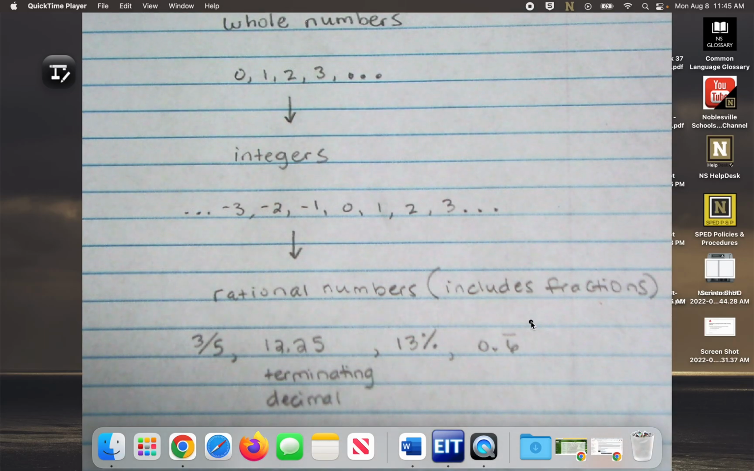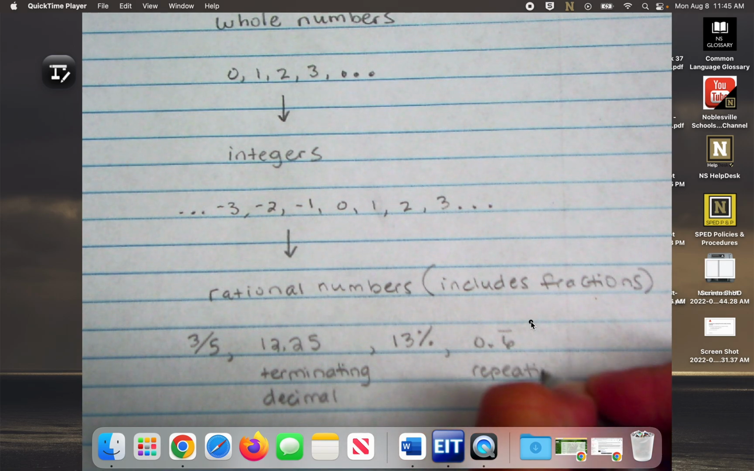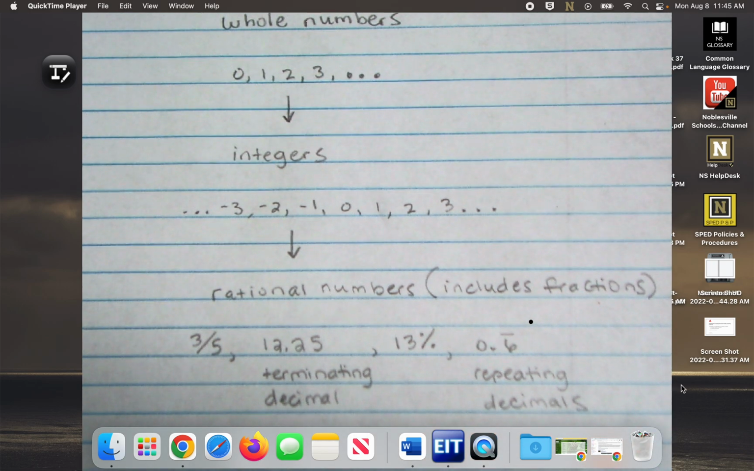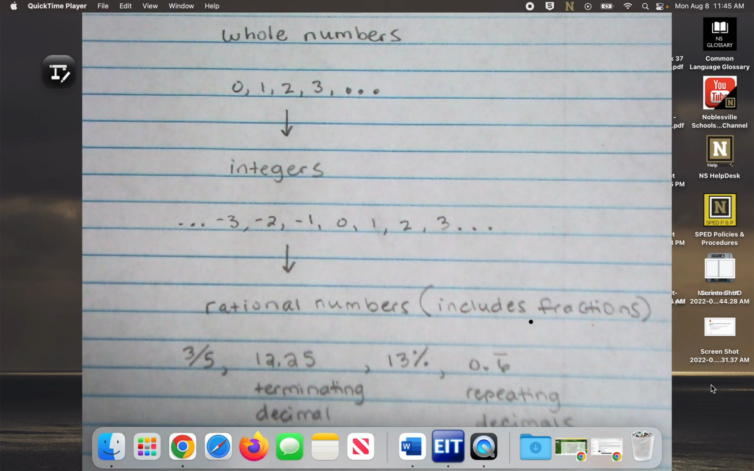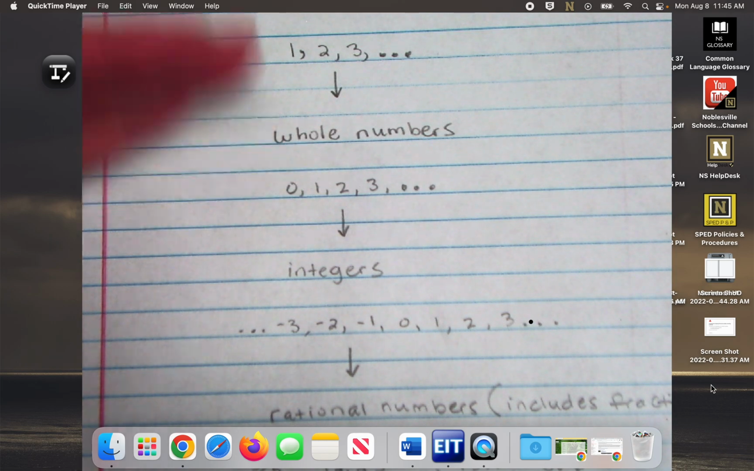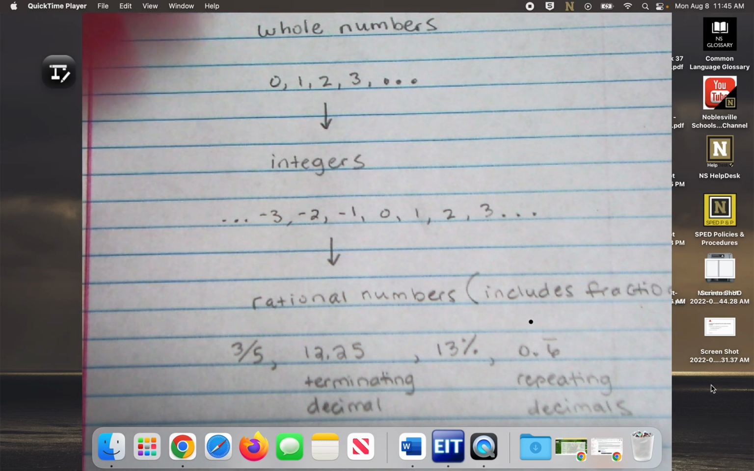Okay, so underneath the 0.6 repeating, I want you guys to write repeating decimals, because those are also considered rational numbers. So we've got natural numbers that are also whole numbers. Natural and whole numbers are also integers, and then integers, whole numbers, natural numbers, those fall into rationals, and that's when we get to use fractions and all sorts of fun stuff.